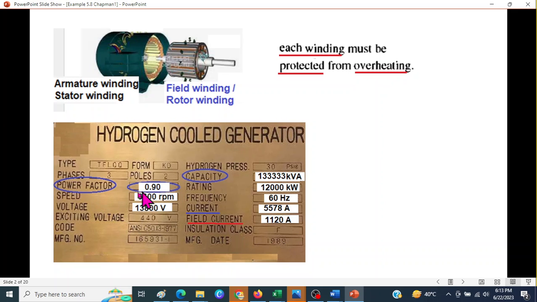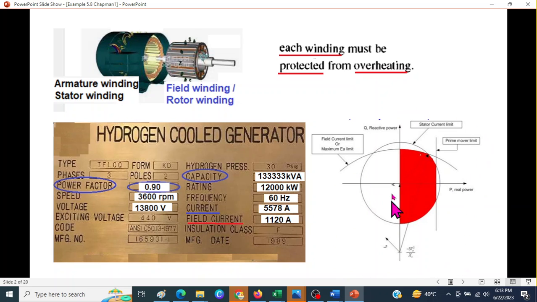You can see power factor is given, speed is given, this is the terminal voltage Vt, the capacity in kVA, this is the apparent power. Then we have rating in kW, this is the real power, frequency, current, this is armature current, and field current. So these are given. And at the end of the lecture, we'll be drawing a diagram something like this. So this will be called the capability curve.